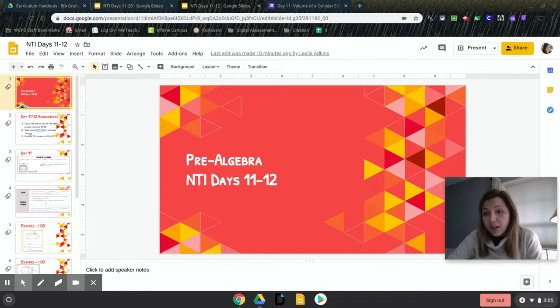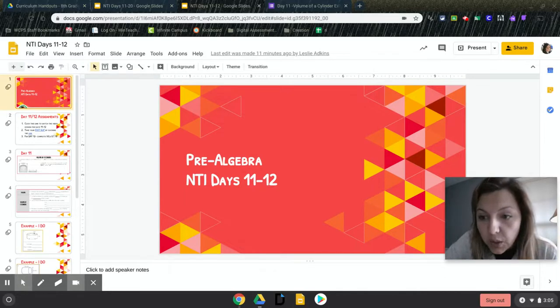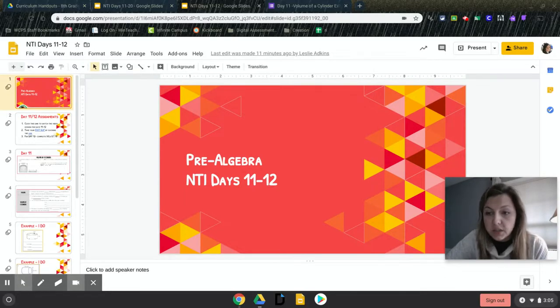So, here in pre algebra, we are going to move on to a new unit, but we are going to move very, very slowly. We are going to move into our volume unit. With our volume unit, we are going to learn how to find the volume of various geometric figures. And for the first 2 days, we are going to focus solely on cylinders. So this video is for days 11 and 12 only.